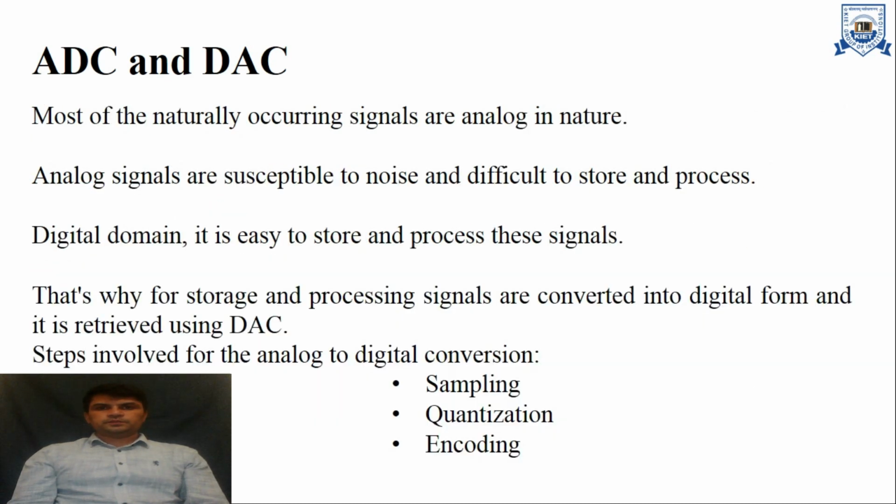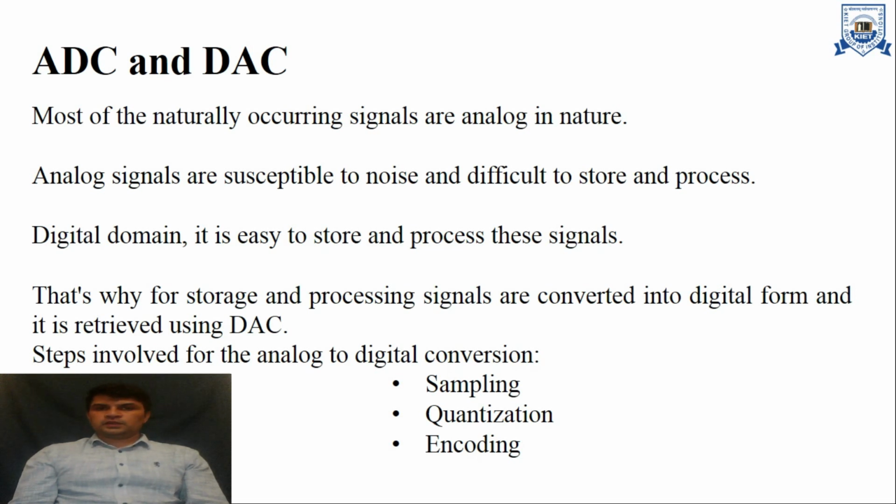Most of the naturally occurring signals are analog in nature. Analog signals are susceptible to noise and difficult to store and process. Digital domains have the advantage that it is easy to store and process these signals. So we generally process all the signals or all the information using the digital domain. That's why for storage and processing, signals are converted into digital form and it is retrieved using DAC.